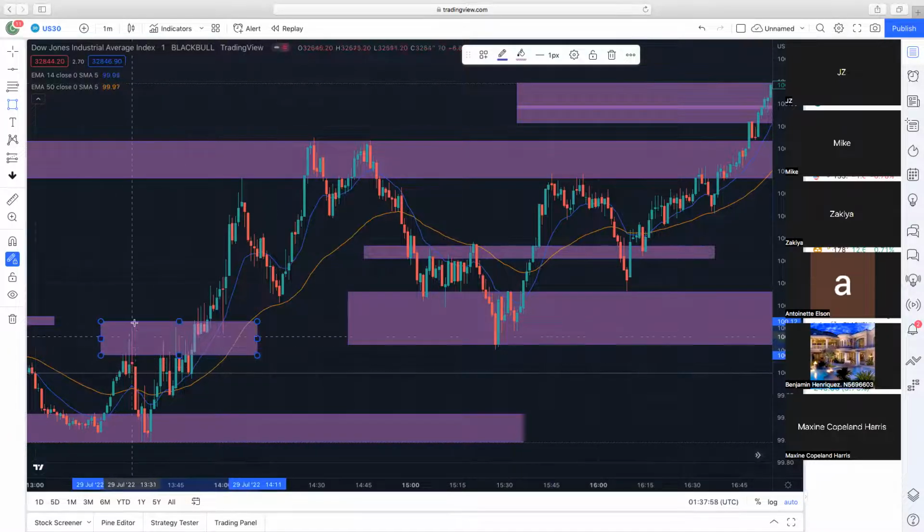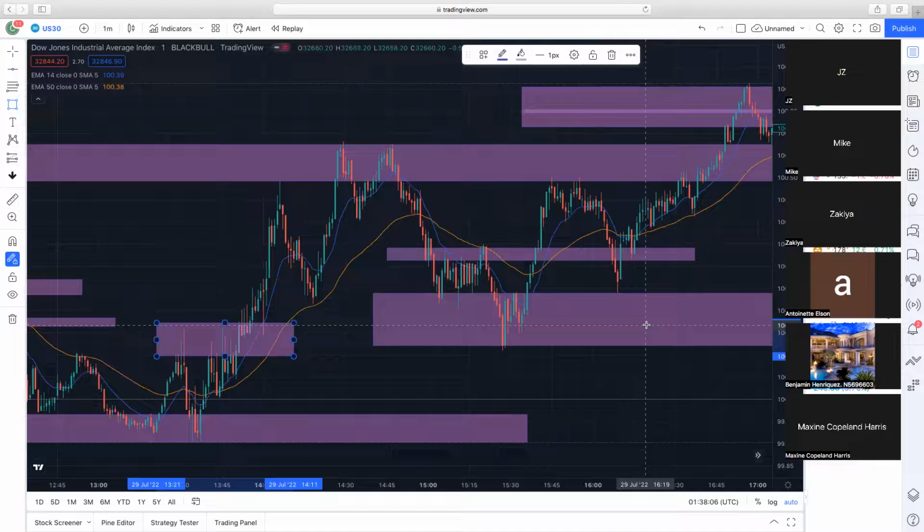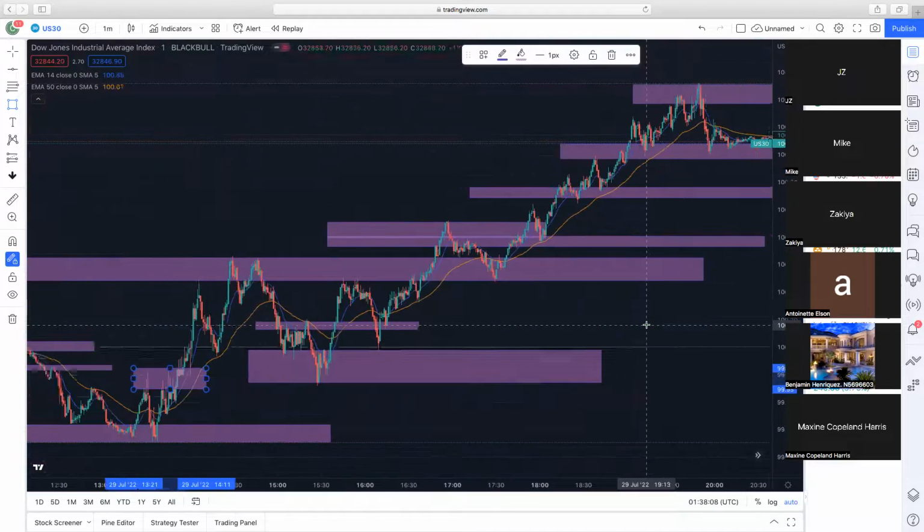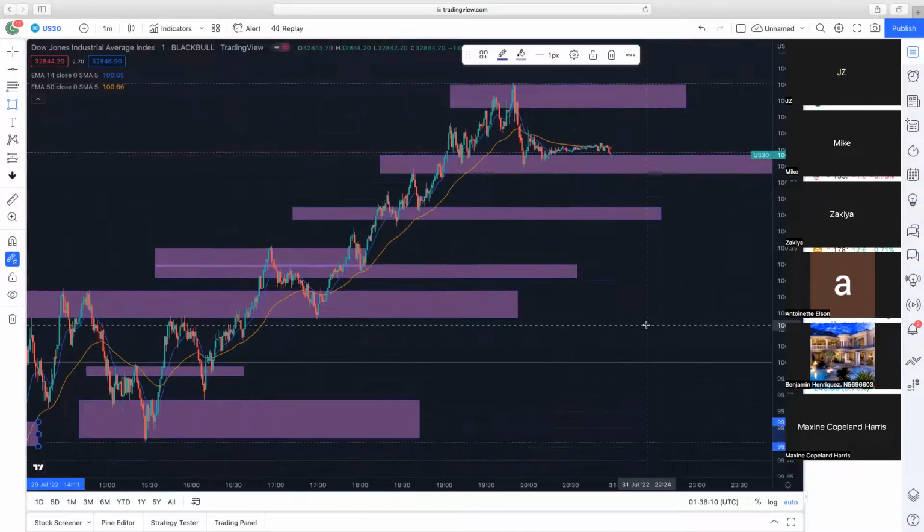See, price couldn't break that zone. Price couldn't break that zone. Price couldn't break that zone. Same thing over here. Out of everything that I teach you, this is going to be the hardest, learning to draw these zones. If you learn to draw these zones, they become second nature. Eventually you can see them.